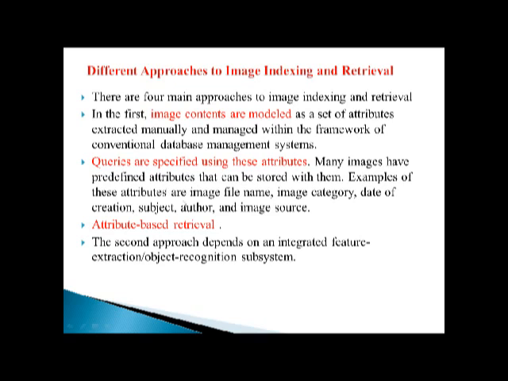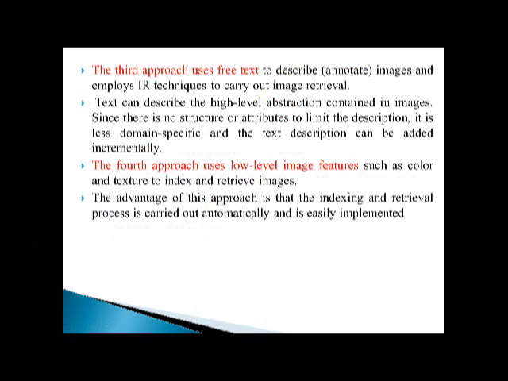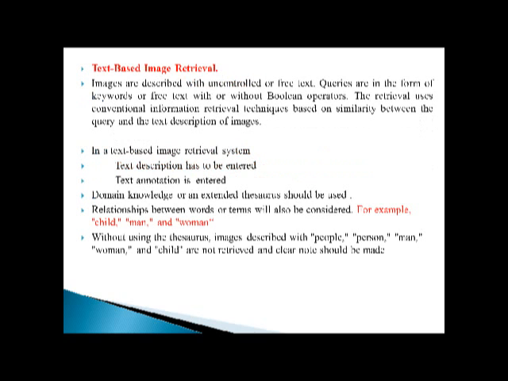It comes with four different approaches. The first one is query based, which are specifically written for these attributes. Then attribute based retrieval, based upon different features. Features can be color, or any type of database. That is the second model, called attribute based retrieval. The third approach is using free text, where we can retrieve the information based upon the text. The fourth uses low level image features, like color and texture. So you can use this process to index and retrieve images.